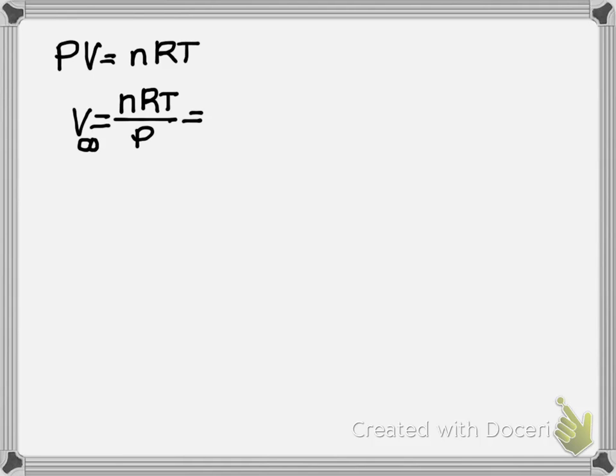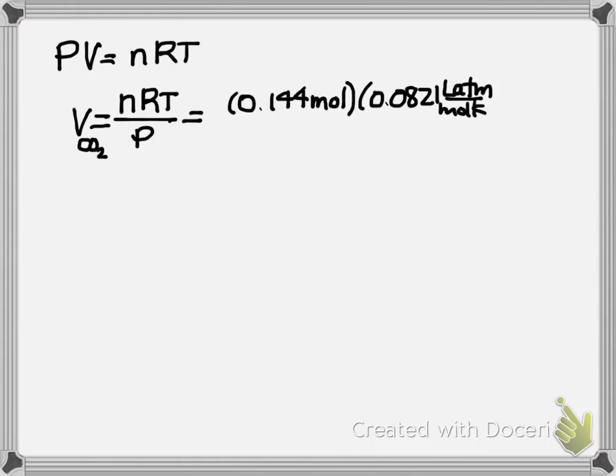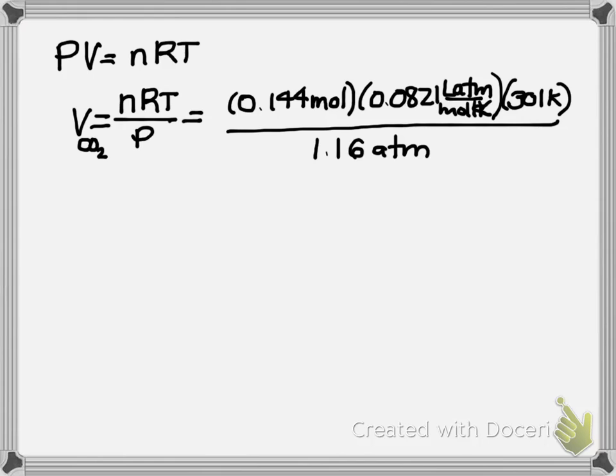So first let's do it for CO2. The number of moles I calculated on the previous page was 0.144, times R, and the temperature, which I calculated on the other page, 301, and then the pressure that I had calculated on the other page was 1.16. And if I calculate this, I get the volume of the CO2 to equal 3.07 liters.